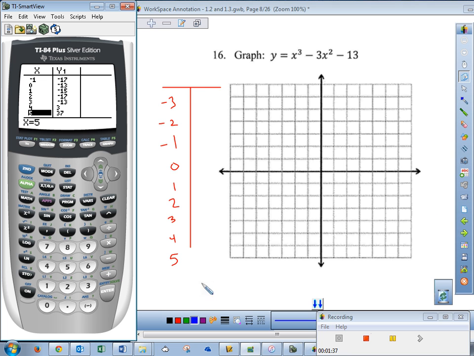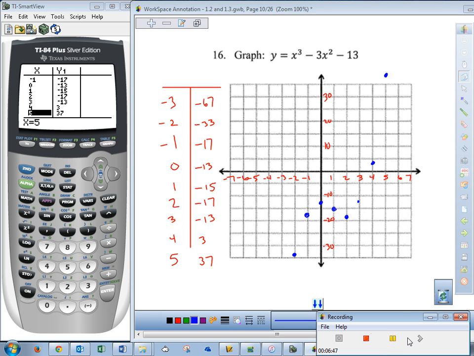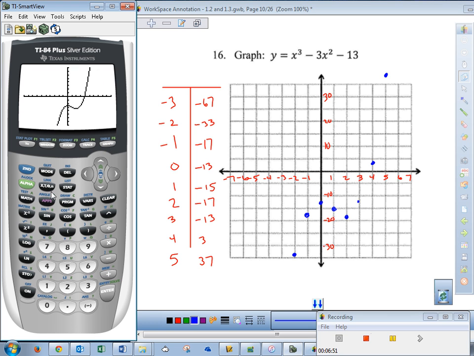So fill out your table, and then make yourself a nice little scale. I did go by 5s on my y-axis scale, but I just listed every other one, 5, 10, 15, 20, etc. And then plot them points and graph them. And then again, to look at what it was all about, you really want to be super accurate with it.